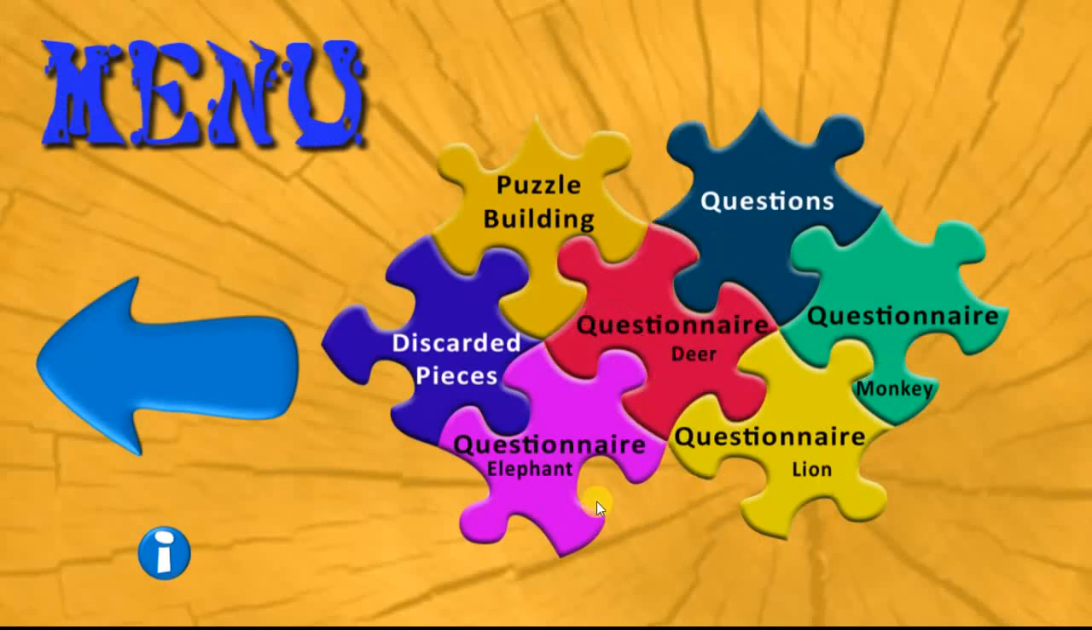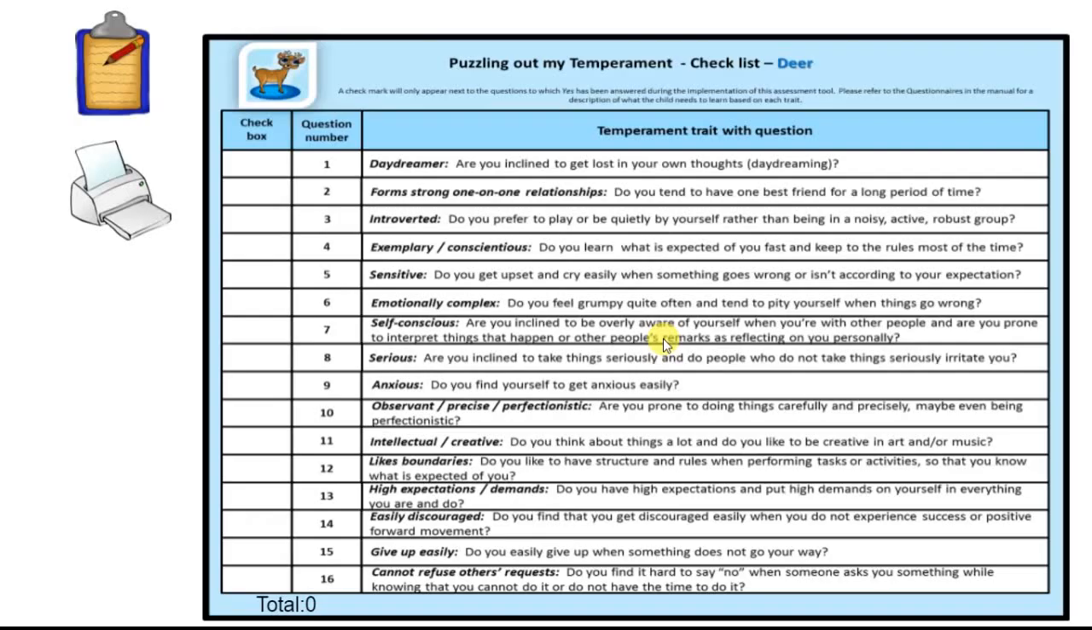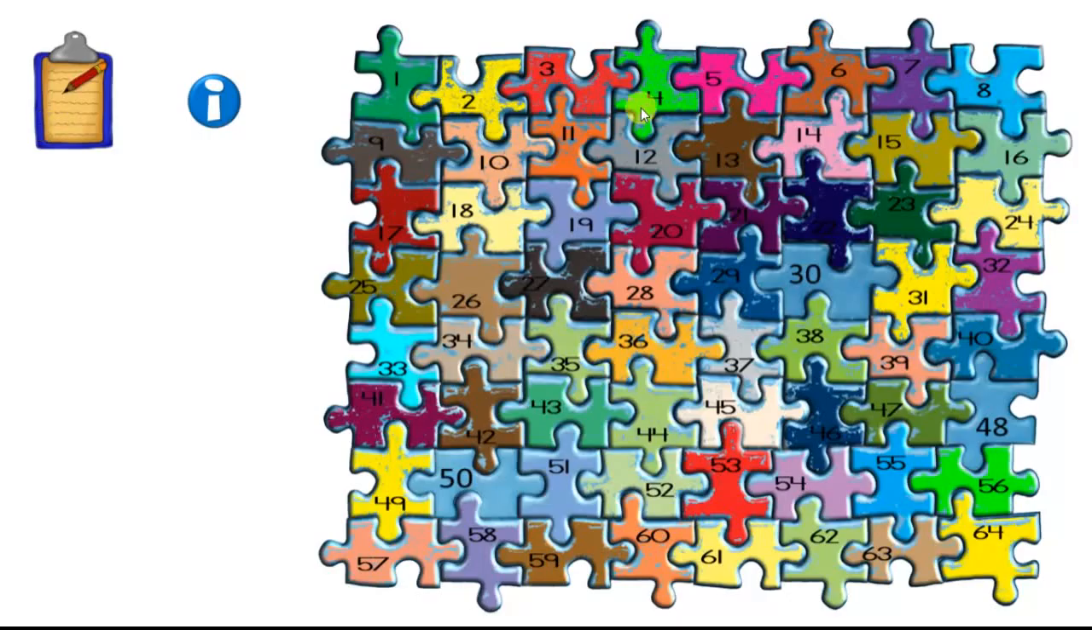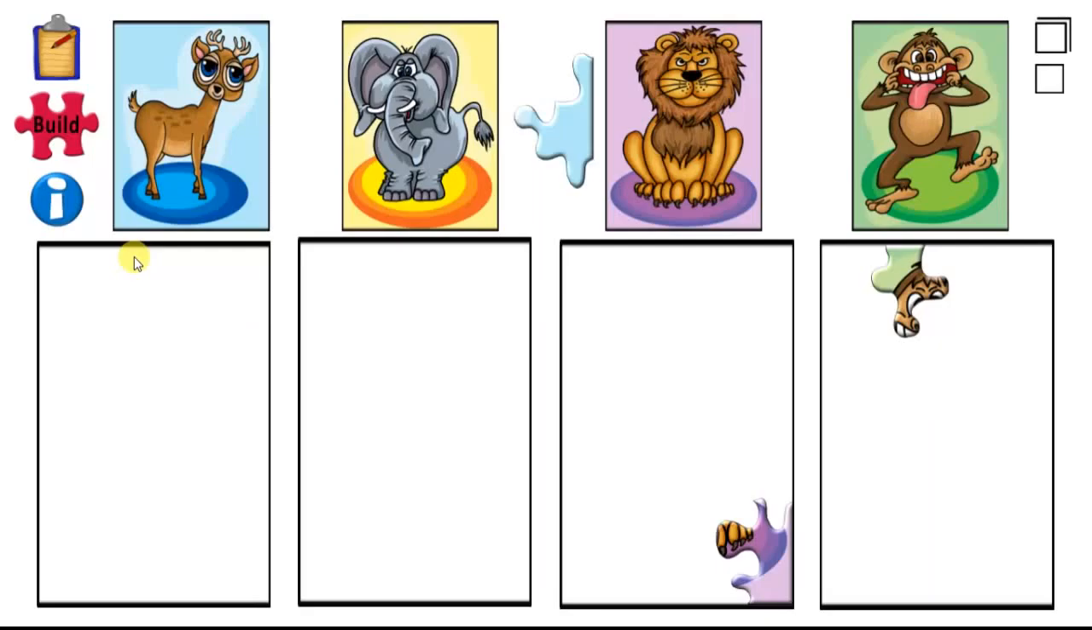Here you have the 4 different temperament types: the deer, the monkey, the lion, the elephant. So if you click on the deer, for example, here, you will see that there is no indication here of any deer questions that have been answered affirmatively. So there are no yes answers here. Let's just quickly make a yes answer there with the deer. Let's say that was a yes, and that now goes there.